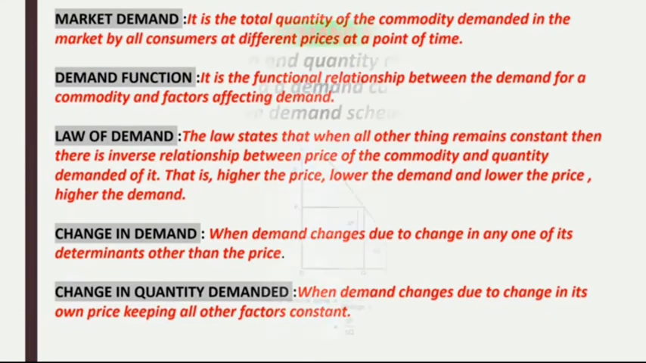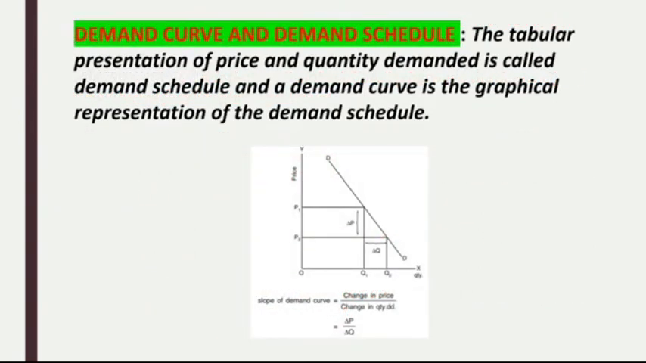After the definitions, the next topic is about the demand curve and demand schedule. The tabular representation of price and quantity demanded is called the demand schedule, and a demand curve is a graphical representation of the demand schedule. So the formula for the slope of the demand curve is change in price upon change in quantity demanded. Guys, you can relate to the diagram that I have posted in the slides, as it is very clear and explainable in itself. Make sure that you label the diagram carefully, that's all.